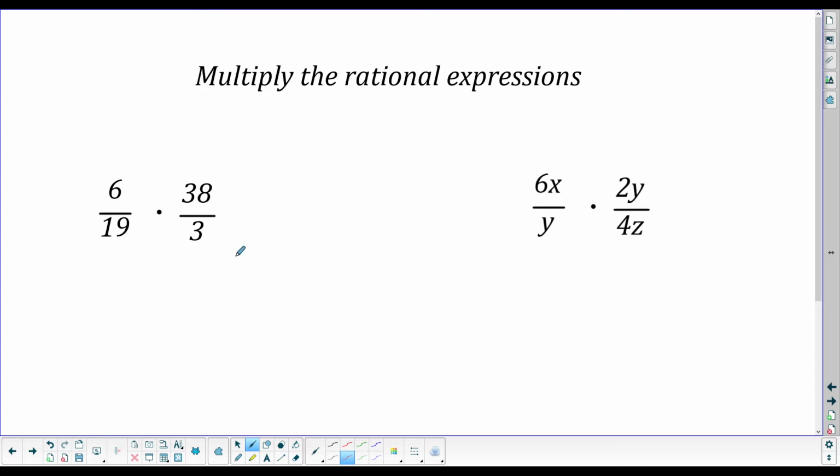If we were multiplying these two fractions together, the rules of multiplication for fractions mean we just multiply the numerators together and we multiply the denominators together. And so that's really what we're doing. We're multiplying 6 times 38 and 19 times 3. Now, we could go ahead and do that.